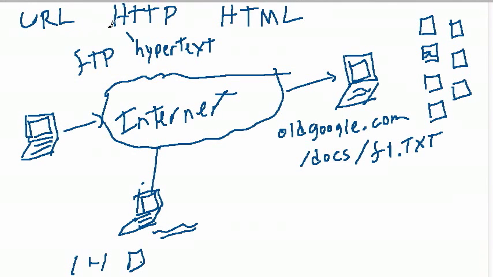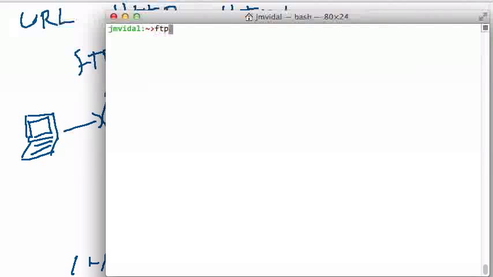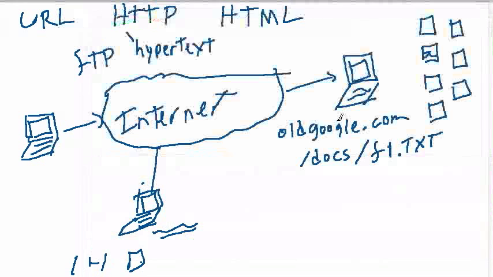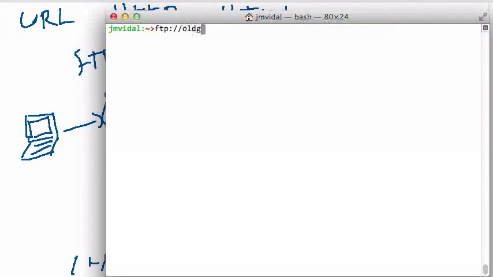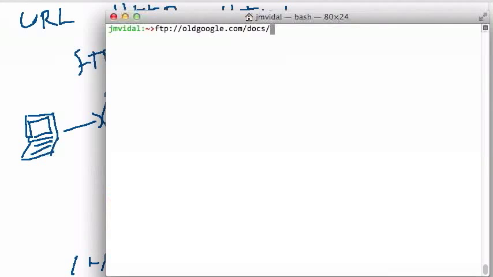So let's first look at this URL. The URL solved the problem of having to describe this whole thing in English. If we wanted to describe this whole thing, we could do so as such. We say ftp://oldgoogle.com/docs/f1.txt. So I don't have to describe it in English anymore.